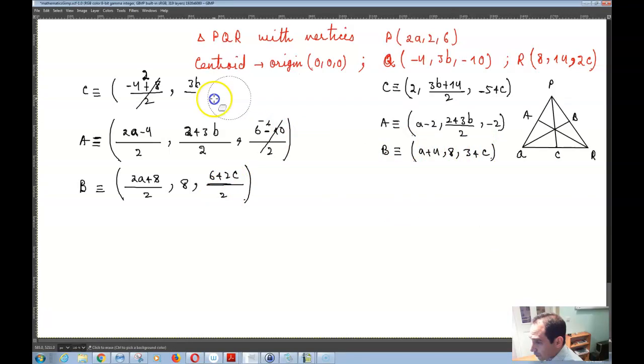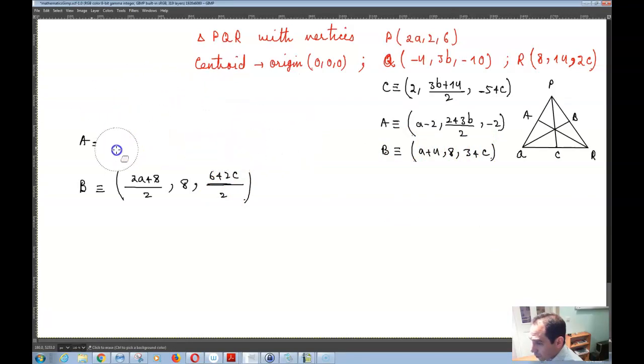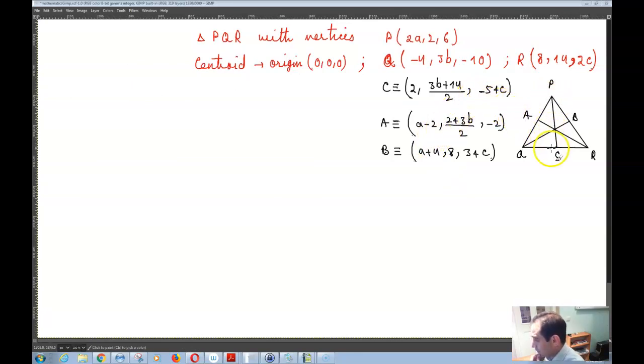So now that I have the coordinates of the midpoints, what I can do is that, for example, you know that in the case of this line segment over here, PC, this point over here, which is by the way 0, 0, 0, basically divides the line segment PC.